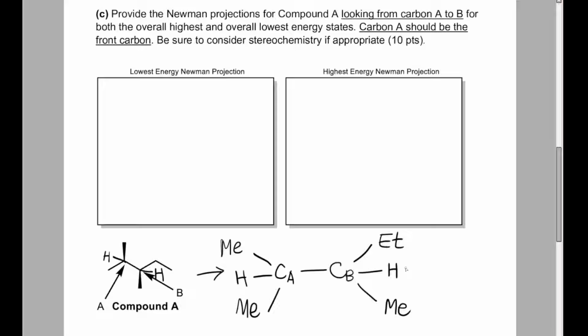For the lowest energy projection, we always draw a staggered projection because the substituents for the front carbon and the back carbon are further apart, so there's less interaction between them, so it's less reactive and there's lower energy. So let's go ahead and draw that.